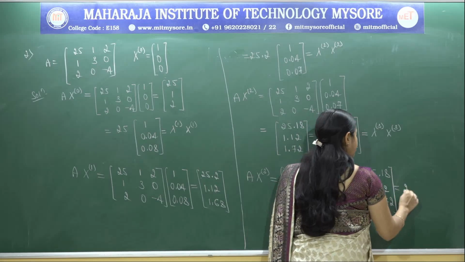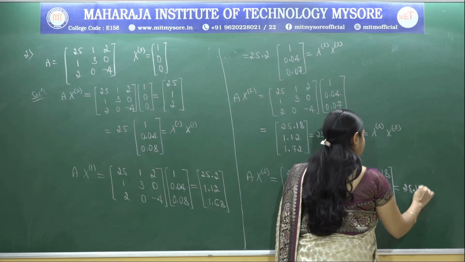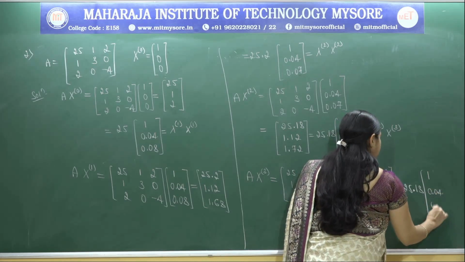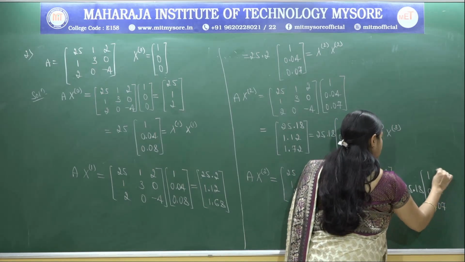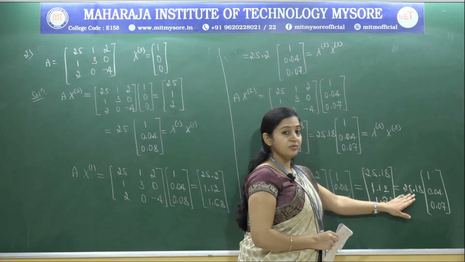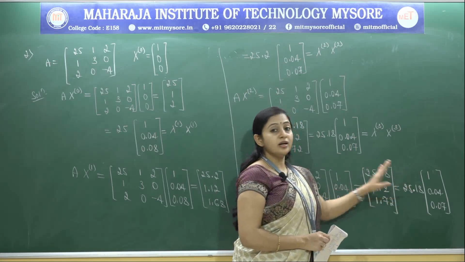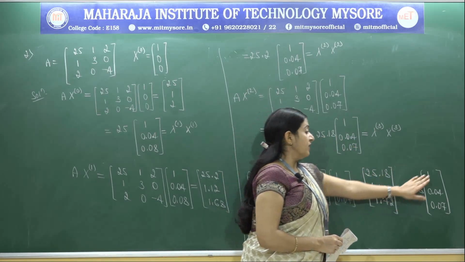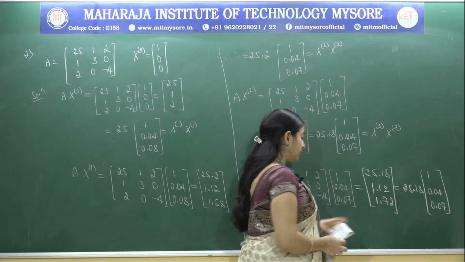So in that, the largest entry is 25.18. So we'll get the first term is 1, the second and the third one is 0.07. Since the previous one and this term, these entries are the same, I conclude that the largest eigenvalue is 25.18 and this is the corresponding eigenvector.